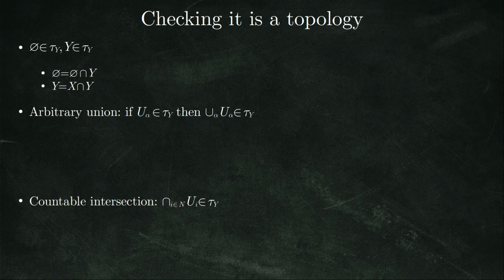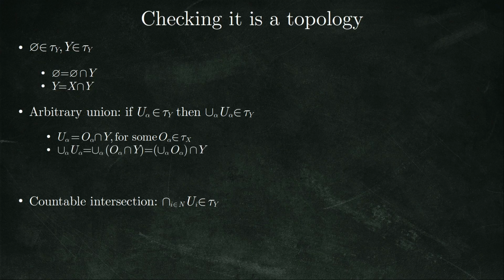Then, for the arbitrary union, firstly, any open set U_alpha can be written as an open set O intersect Y for some open set in the original topology on X. Then if we union all of these U_alphas together, that's the union of O intersect Y, which is the union of all the O's intersect Y. However, the union of the O's is already open in X. So this is of the form something open in X, intersect Y.